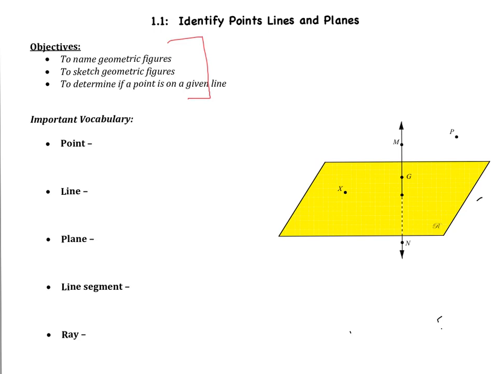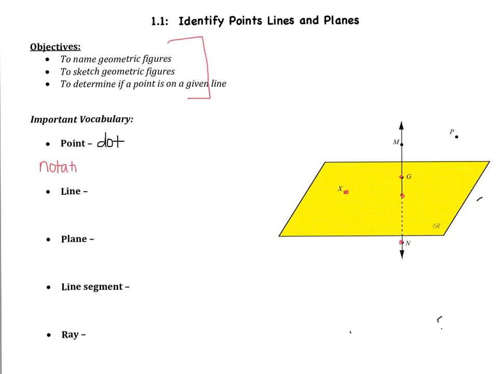So, first definition is a point. You probably know what a point is, but a point is just a dot. So at the right, we have this point X right here. We have this point that's not marked. We have this point G. We have this point N, etc.